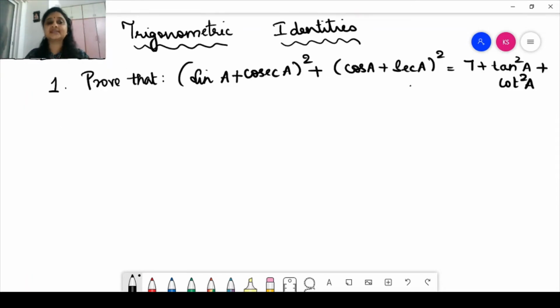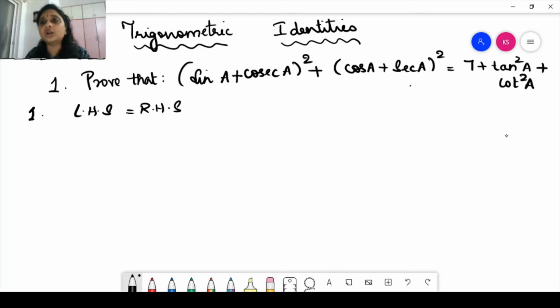First, let's see how to solve our first question. The question says: prove that sine a plus cosecant a the whole square plus cos a plus secant a the whole square equals 7 plus tan square a plus cot square a. For such questions you have two ways to prove it. One is you can take the left hand side of the equation, rewrite it or expand and simplify it, and then prove that it is equal to the right hand side of the equation.